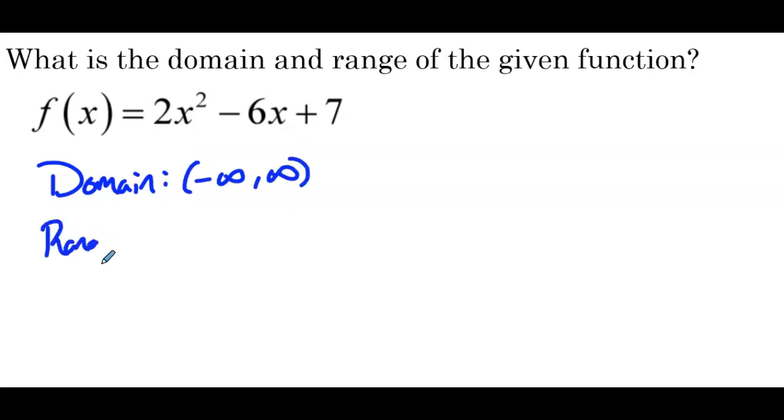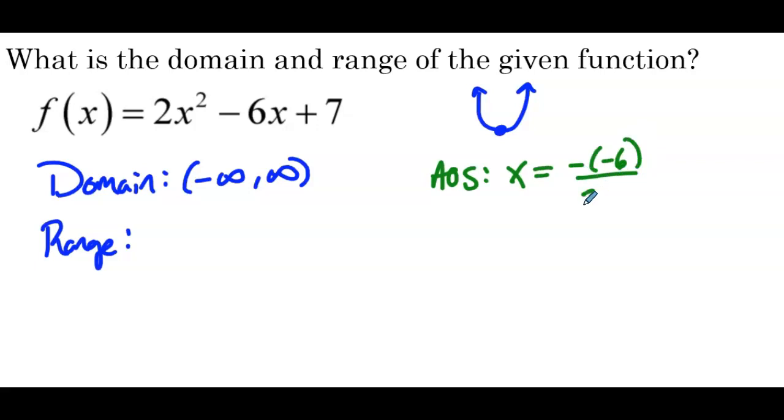The range, well, this parabola opens up, something like that. So if we can figure out what the y value of the minimum point is, then we know the range is anything equal to or greater than that y value. Okay, so how are we going to do that? Well, first thing, we have to find the axis of symmetry. So that's x equals negative 6 over 2 times 2. So 6 over 4. So x equals 3 over 2.